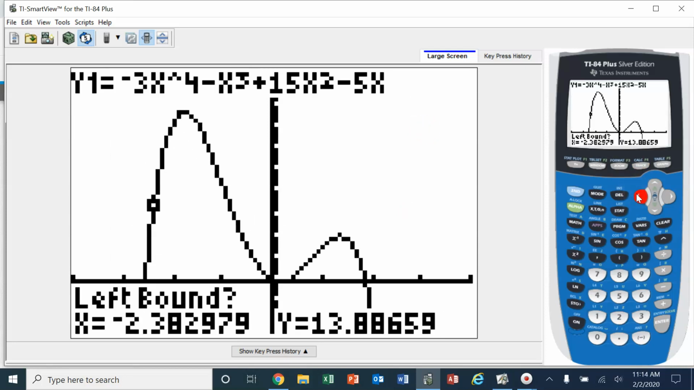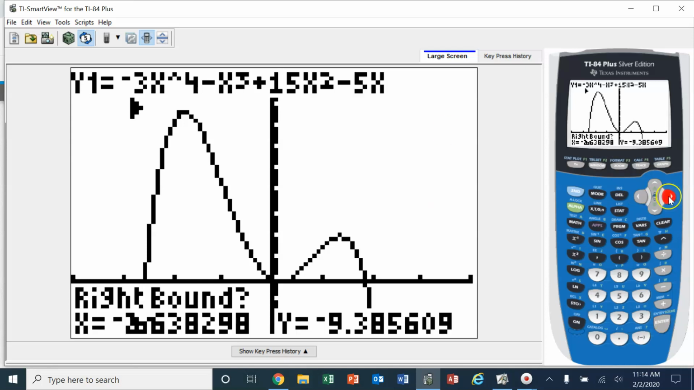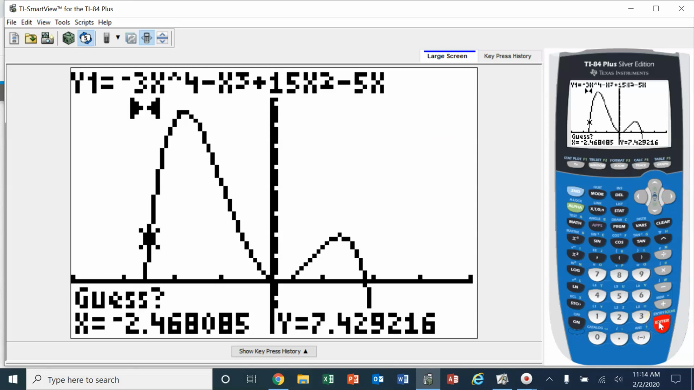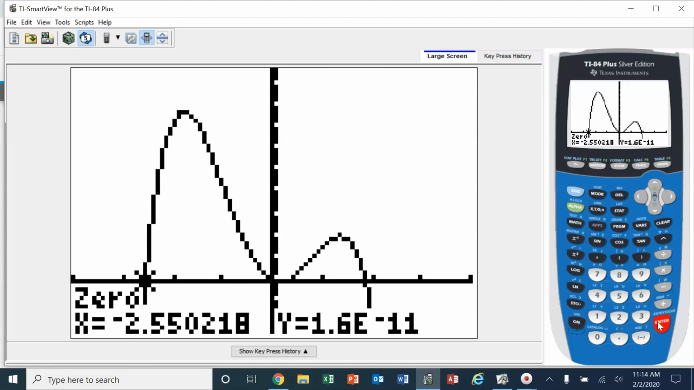Now, to be on the left side of this spot, I need to be below the x-axis. Because, think about it, the left side, I have to be below. Hit enter once. Move it above the x-axis. Now I'm on the right side. I'm going to hit enter twice. Remember, if you screw up, it'll give you an error message.